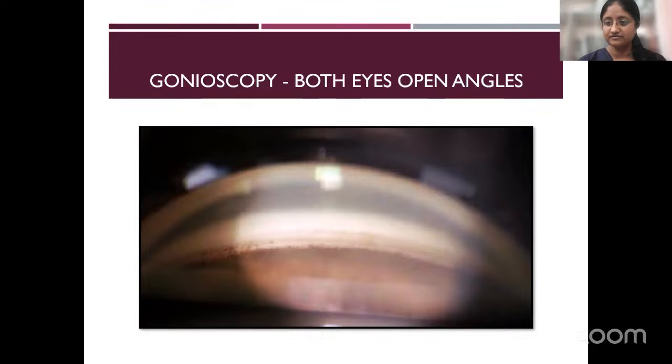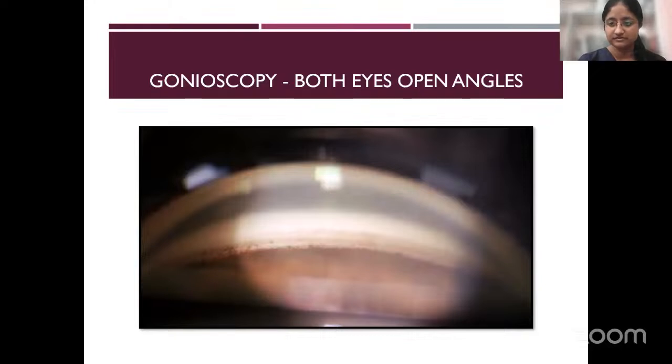Okay. GAT and timing also is very important. You have to mention the time, at 10 a.m., and which instrument you have used, that you should mention. Timing is very important. Using Goldmann applanation tonometry at 10 a.m., 28 millimeters of mercury in right eye and 24 millimeters of mercury in left eye.